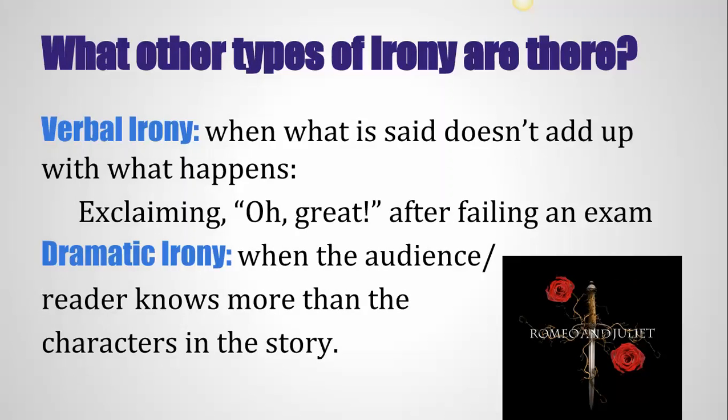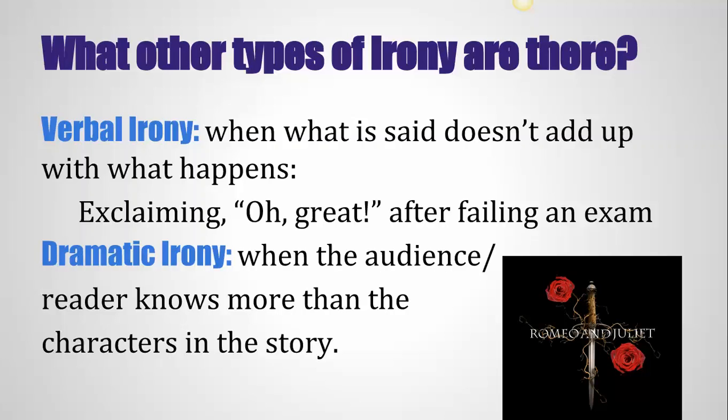Situational irony isn't the only type of irony out there. There are two other important types of irony that you should be aware of. The first is verbal irony. This is what happens when someone says something that contradicts what is actually happening. For example, if someone were to exclaim, "Oh great," after failing an exam, or if someone were to turn to their friend and say, "It looks beautiful outside," even though it's storming. Certainly, failing an exam isn't great, and stormy weather isn't beautiful. These people are being ironic.